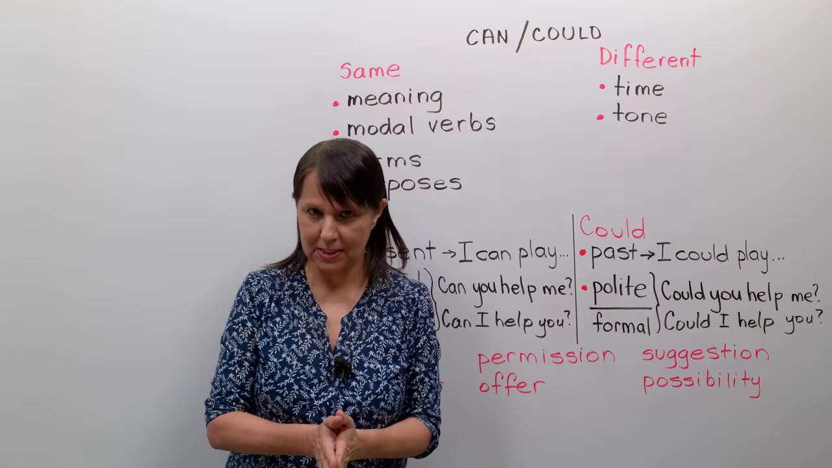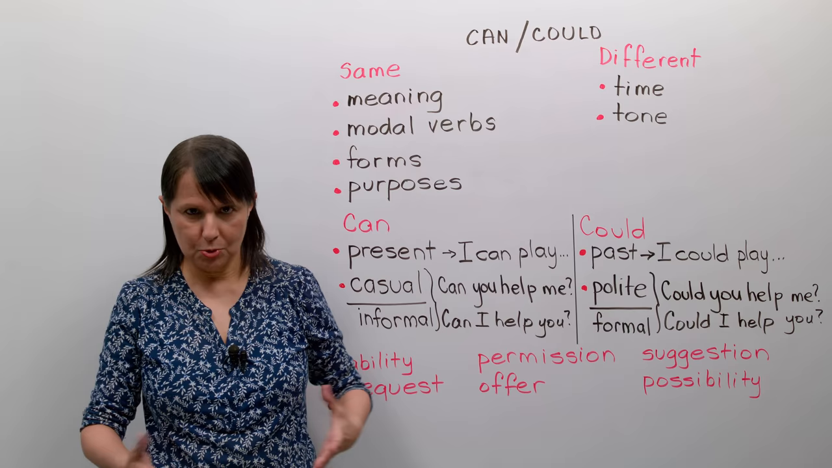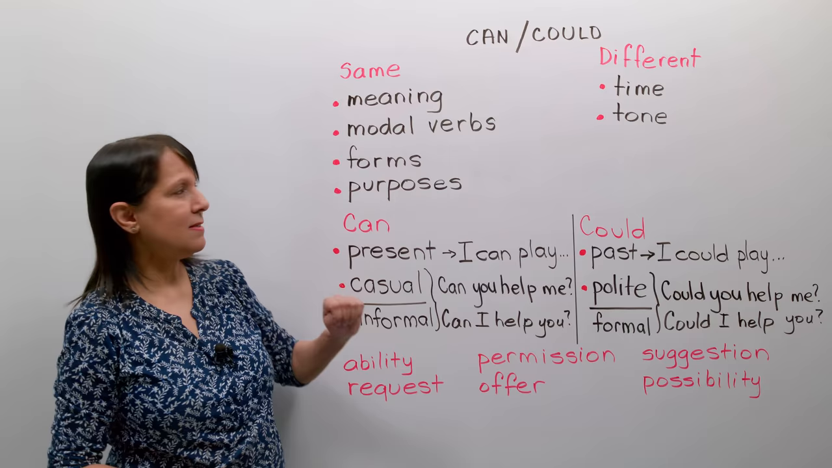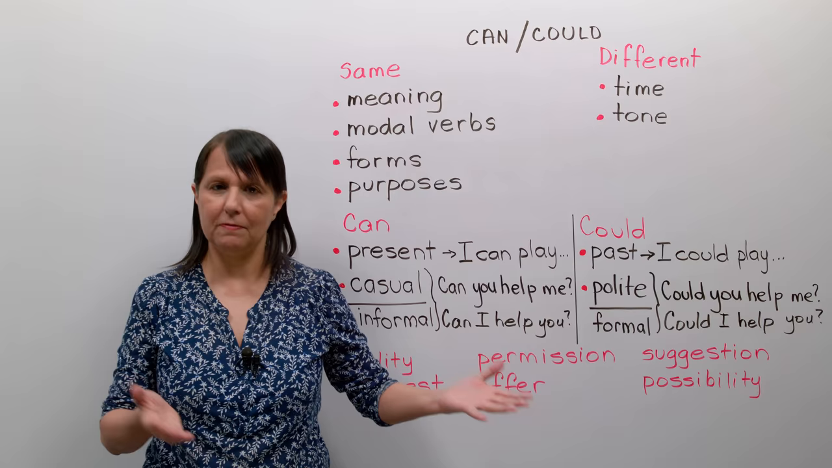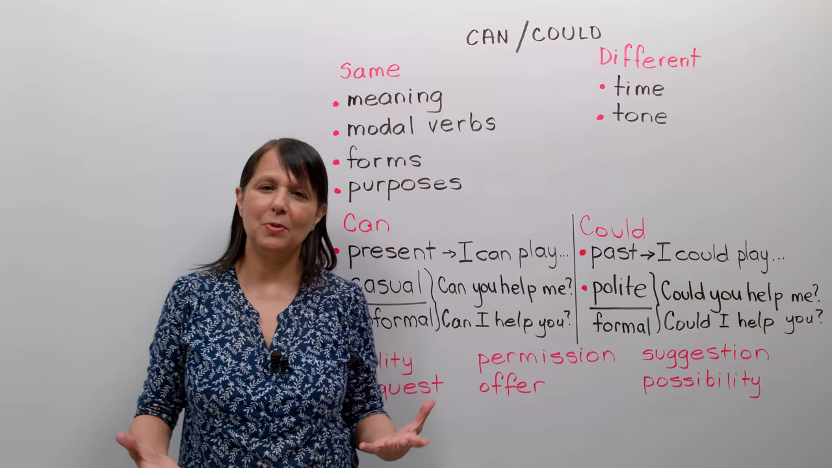First of all, these two words, can and could, are the same in many ways, but they're also different. Let's look at the ways in which they are the same. First of all, they have the same meaning. They express many different things, including being able to do something. All right, we're going to look at many different ways that we can use this word, but they basically have the same meaning. Next, both of these words are modal verbs. So grammatically, they are the same. Next, they both use the same forms. So we can use them in sentences, we can use them in questions, no problem.